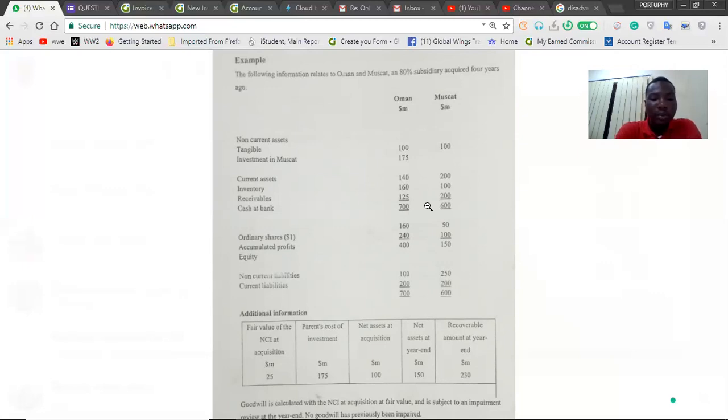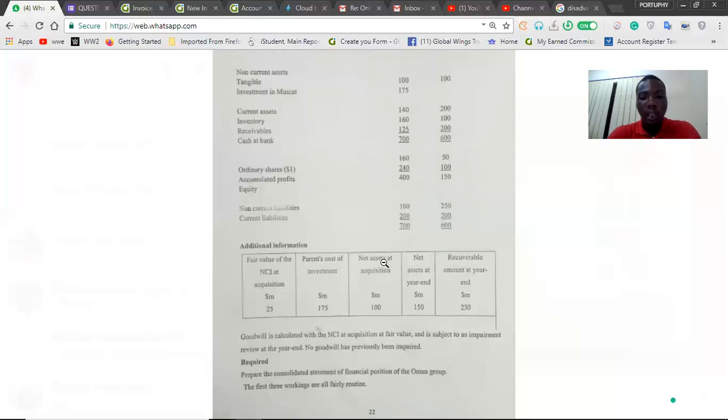You have your additional information. One: fair value of NCI at acquisition is 25. Parent cost of investment is 175. Net asset at acquisition is 100. Net asset at the year end is 150, and recoverable amount at the year end is 230. Goodwill is calculated with the NCI at acquisition at fair value and is subject to an impairment review at the year end, and no goodwill has previously been impaired. You are required to prepare the consolidated statement of financial position of the Oman Group.